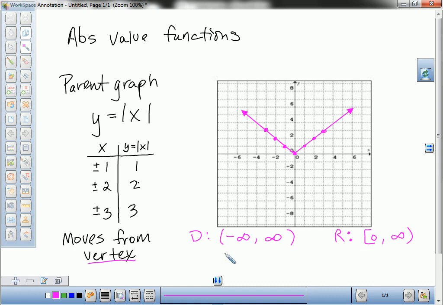Now, this vertex, which for the parent graph will always be at the origin, the vertex will always be a max or a min. In this case, which one is it? It's the min. So the min is our vertex, 0, 0.